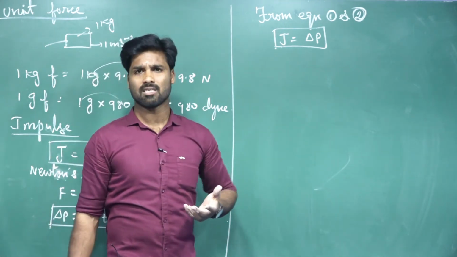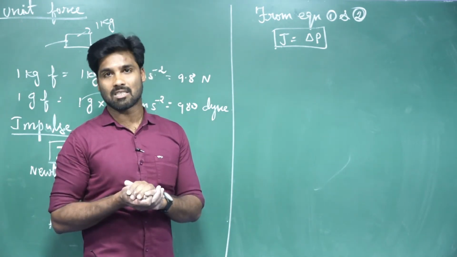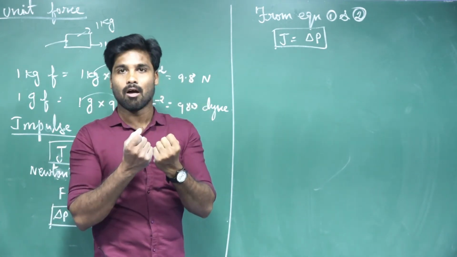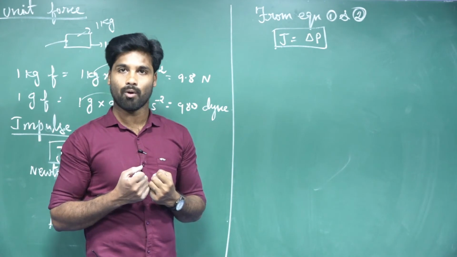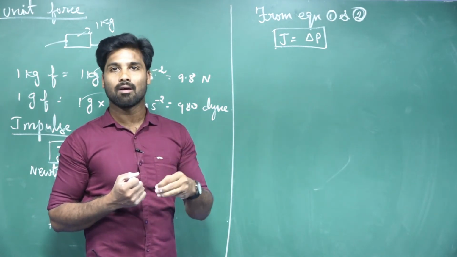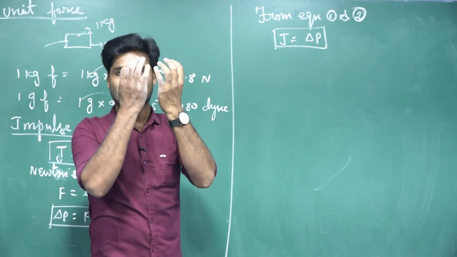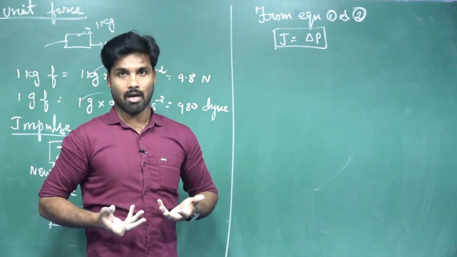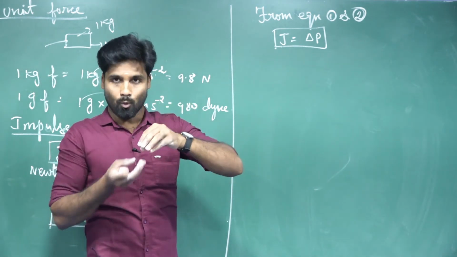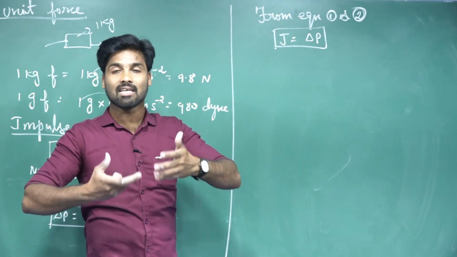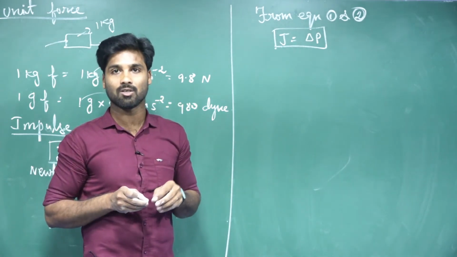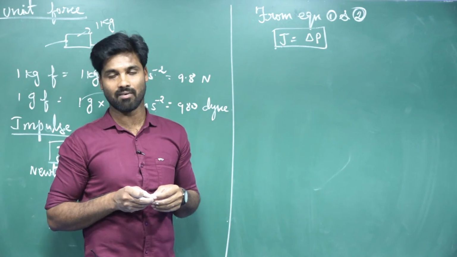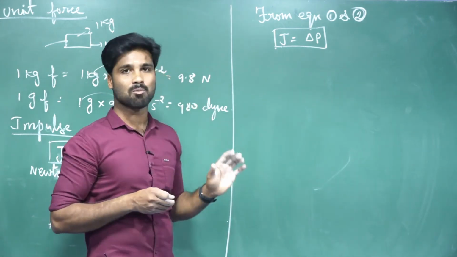The next one: in a cricket game, the fielder pulls his hands backward, not in the downward direction. Why? To reduce the impact of force. By pulling his hands backward, he is increasing the time. While the time is increased, the impact of force will be reduced, which means the impulse will be reduced. That's why he experiences very little impulse. These are the examples for impulse.